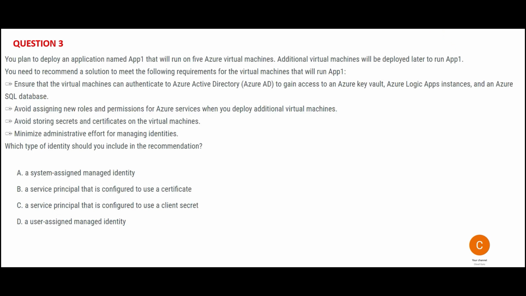Now let us look at this one. You may pause this video and read this carefully. See, there are 5 virtual machines. These yellow boxes are 5 virtual machines, and an application named app1 uses these, and in future you may add additional virtual machines. So that option is open.